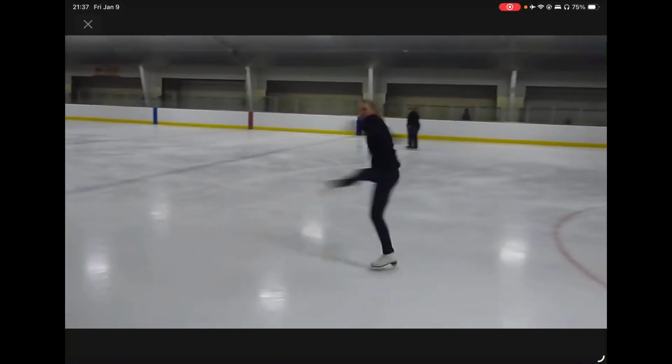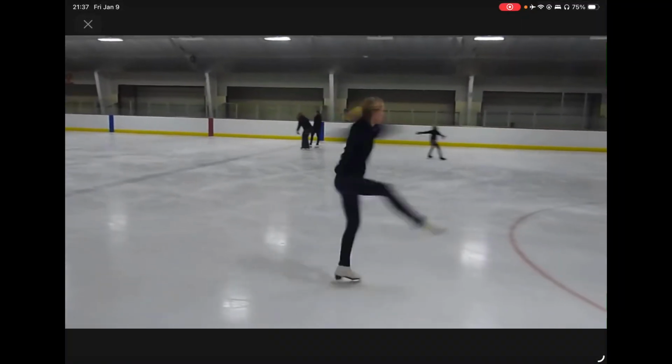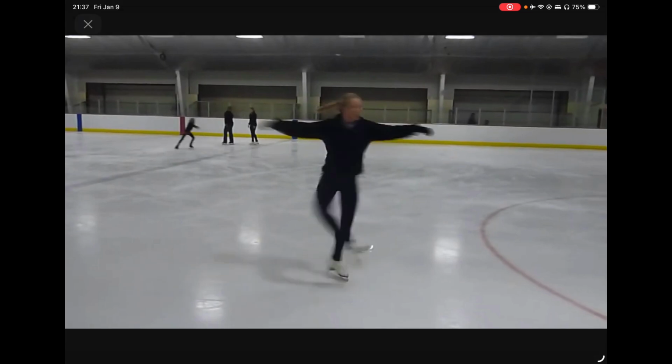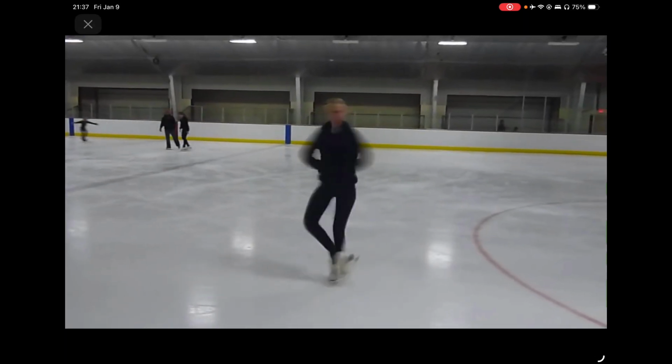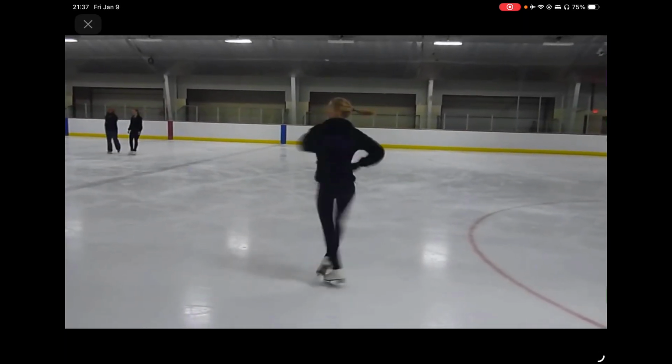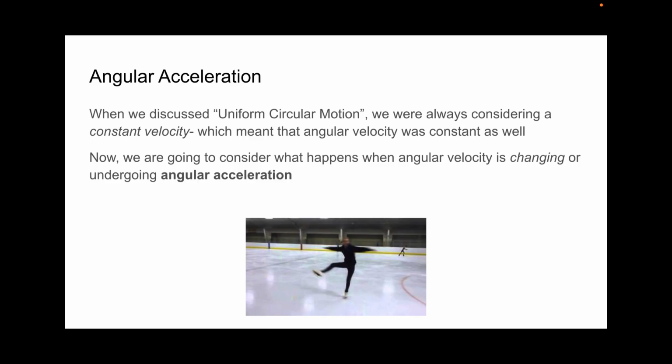Here's a video of a figure skater doing a spin. You can see that she's accelerating rotationally as she brings her arms in, and then she'll decelerate to the end to stop. So we can see from her spin that an object that is rotating will often undergo acceleration or deceleration with regards to its angular velocity.